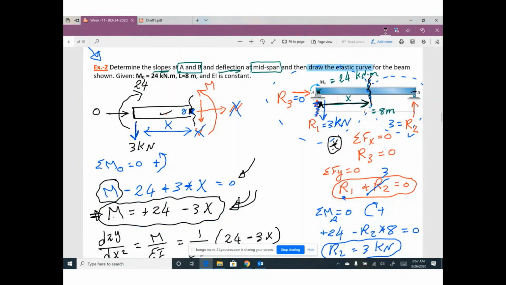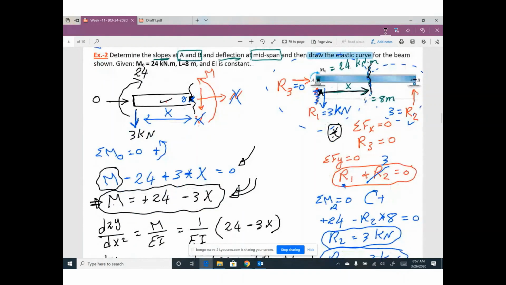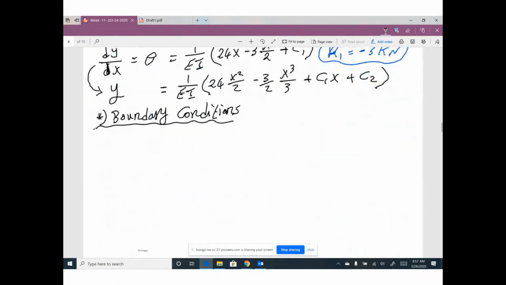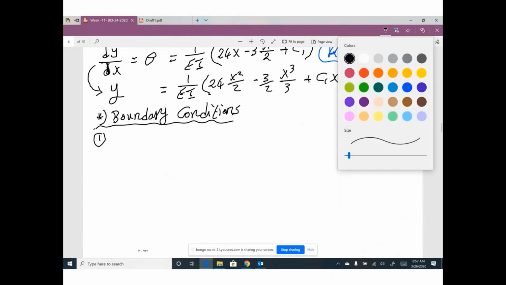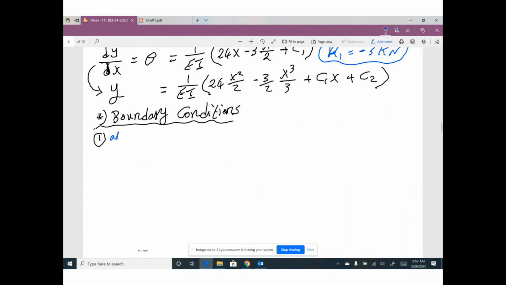Okay, so where is the hinge? This hinge is at x equal what? This hinge is at x equal 0. So first boundary condition, I can say at x equals 0, that means I am sitting at support A, your deflection equals 0.